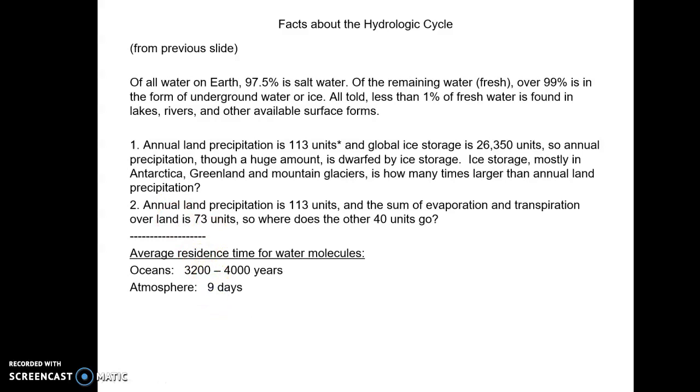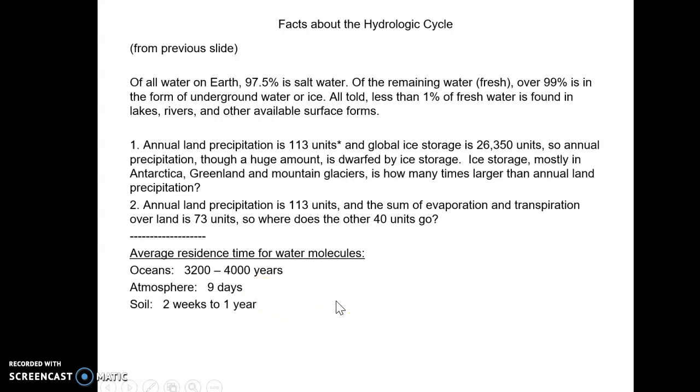Atmosphere. 9 days. Wow. So from the time water is evaporated and then is precipitated out, the average residence time is 9 days. That's amazingly short overall. And of course, we could find examples of that being even shorter.